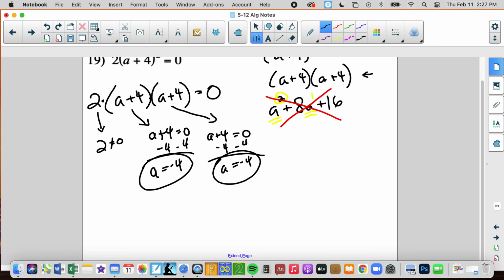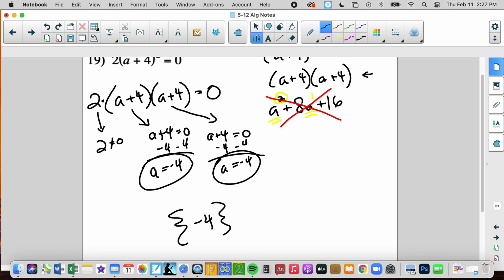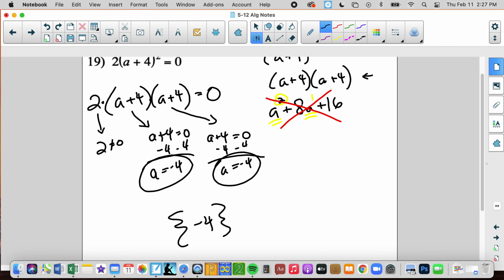So when I write my solution, I just want the number or numbers that are solutions that can plug in to make 0. So I just write negative 4 once. I don't have to write it twice because it's the same number. I want to know the solutions. So in this example, there's only one solution. So that constant, when you have a constant out there, that actually doesn't even come into play. That gets negated. That's the word I wanted to use.